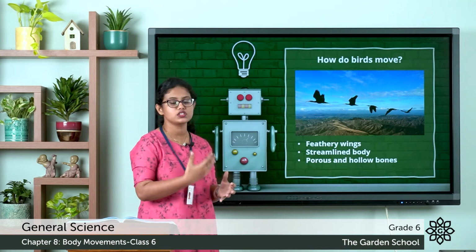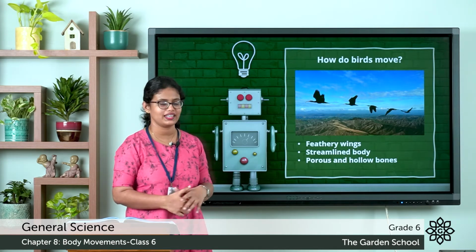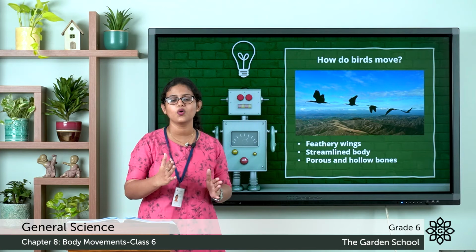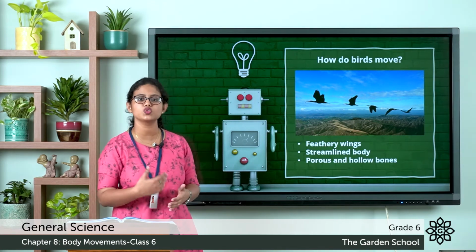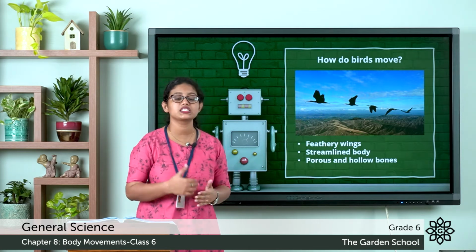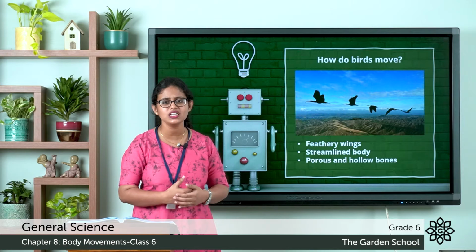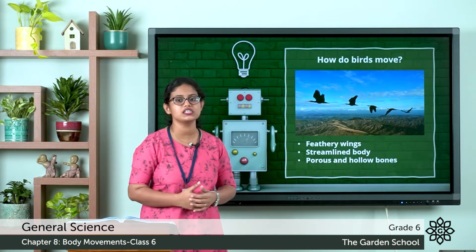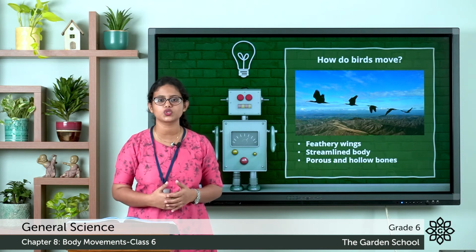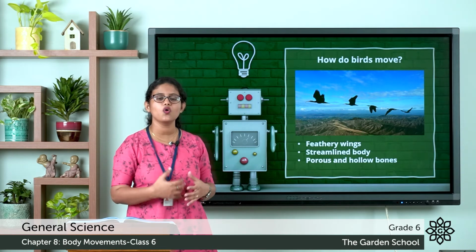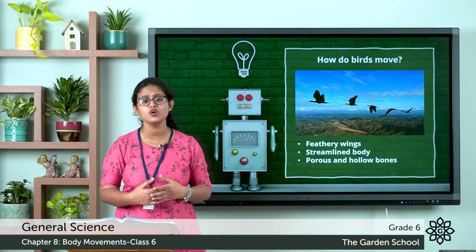These are the different features that help the bird to move. Which are they? The first one is feathery wings. Its wings are feathered. That helps them to fly. Then it has a streamlined body, a smooth and elongated body. Then the next one is a special type of bone that helps them to easily cut through the air. So this is how birds move.